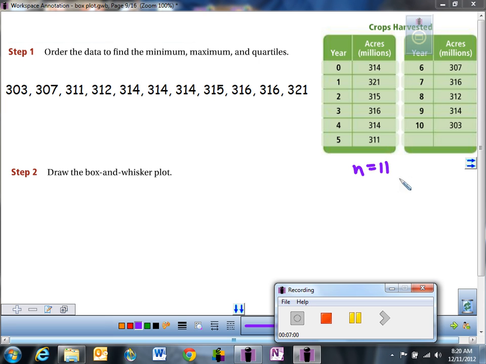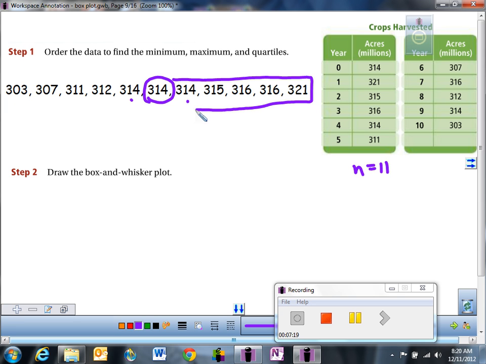I notice I have 11 of them, so the middle of 11 is going to be between 5 and 6. So 1, 2, 3, 4, 5, and 1, 2, 3, 4, 5. So this number here is in the middle, and then I can draw my 2 belts. So I need to find the middle of each belt. So I see 311 and 316.